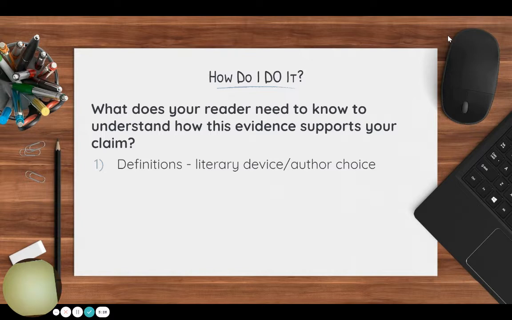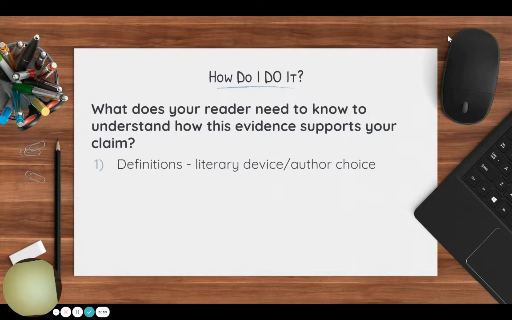So if your literary device that you're focused on is diction, then you might just need to add in a couple of words of word choice. Diction is the author's word choice. You don't need to have a long definition, but you will often need a definition of the author choice that you are focused on so that your reader understands what you're even talking about. So we're going to look at that in just a minute, specifically looking at the word syntax.